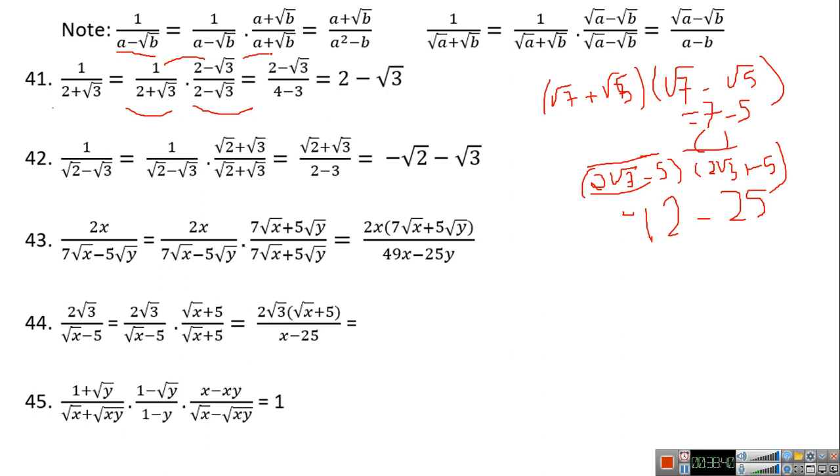1 times 2 minus root 3 is 2 minus root 3. (a plus b) into (a minus b) is a square minus b square. 2 square will be 4. Root 3 square is 3. So 4 minus 3 is 1.